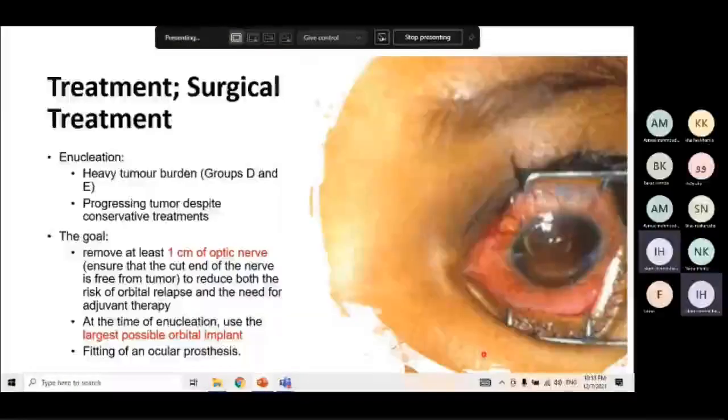Surgical treatment. What's the difference between enucleation and evisceration and exenteration, and which one do we prefer in retinoblastoma? You can answer this question, please. Enucleation? Yeah, we do enucleation. Why do we do enucleation and not evisceration in those cases? Evisceration, I think, will cause more spread.